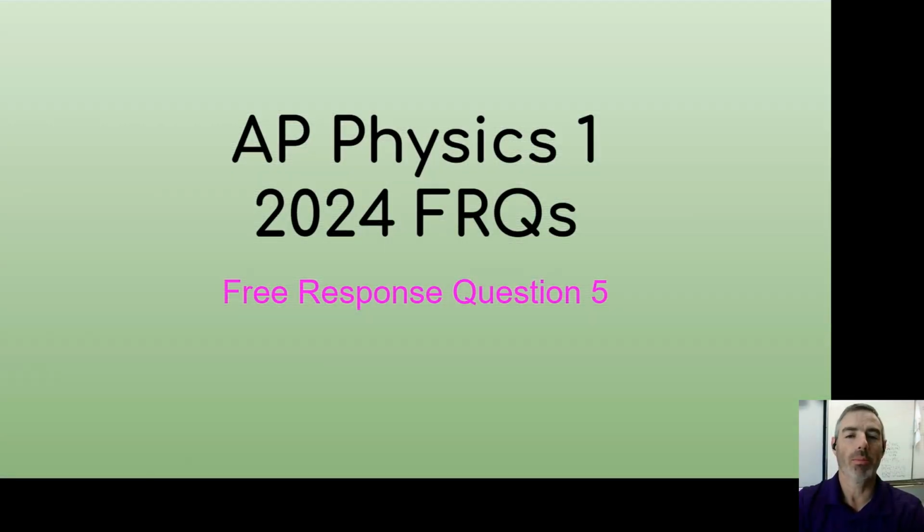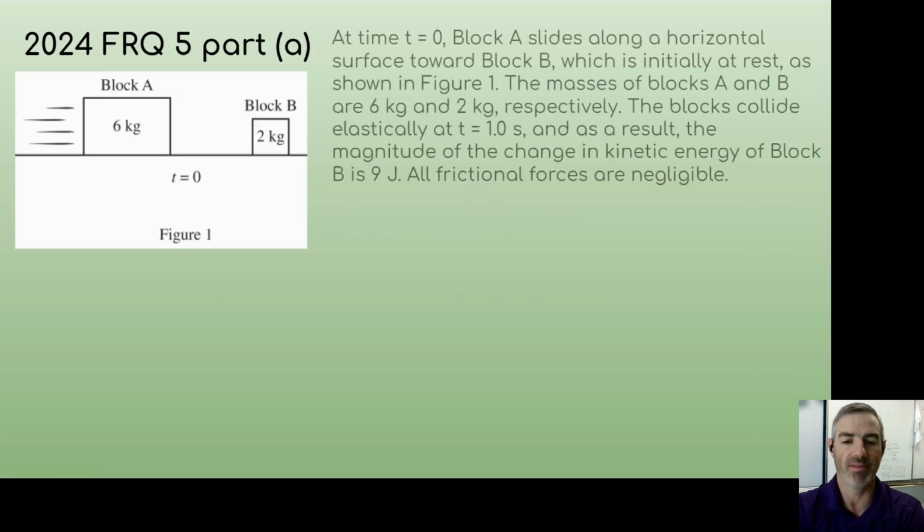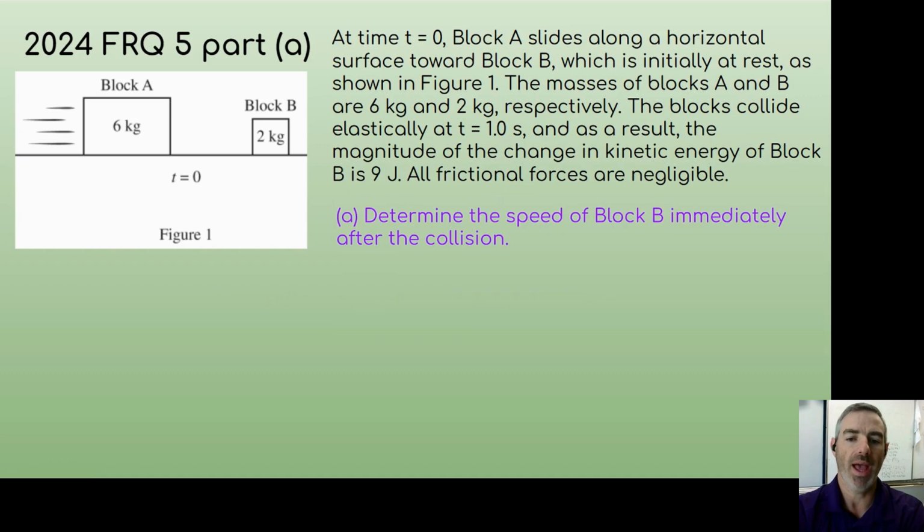In this video, we're going to talk about the AP Physics 1 2024 exam. This is the FRQ section, FRQ number 5. In this scenario, we have two blocks, one stationary, block B, with a mass of 2 kilograms, and block A is moving with a mass of 6 kilograms. It doesn't tell us how fast block A is moving. It tells us block B is stationary. It also tells us that all frictional forces are negligible. And what we're to determine is the speed of block B immediately after the collision.